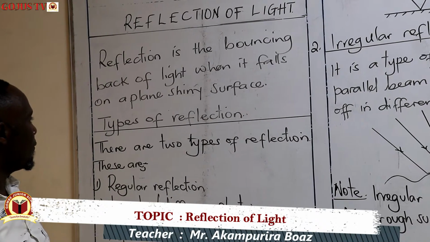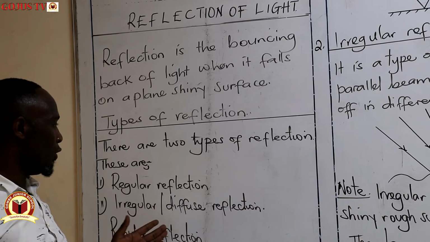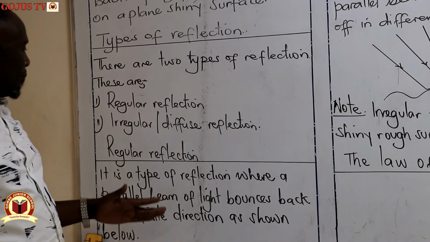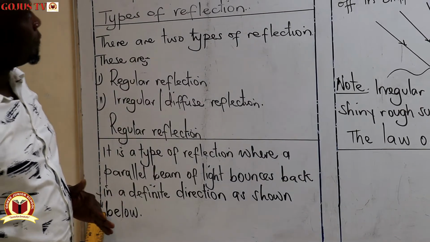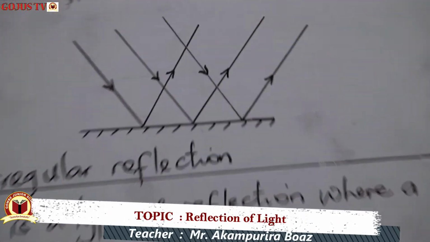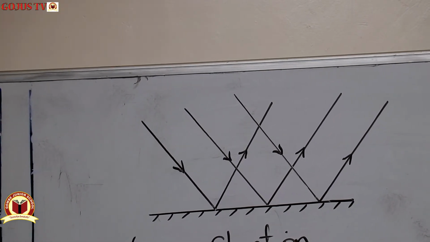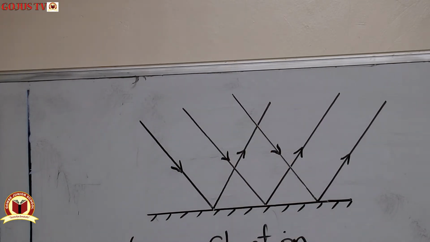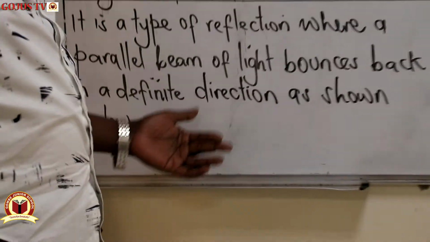We have different types of reflection, and these include regular reflection, then irregular or diffuse reflection. To begin with regular reflection, this is a type of reflection where a parallel beam of light bounces back in a definite direction as shown in the diagram. You have a ray of light striking the surface, which we've said is shiny. In this case, regular reflection takes place on a shiny, smooth surface, preferably a mirror. So you can see that the rays are reflected uniformly. You can use the word uniform direction instead of definite direction.